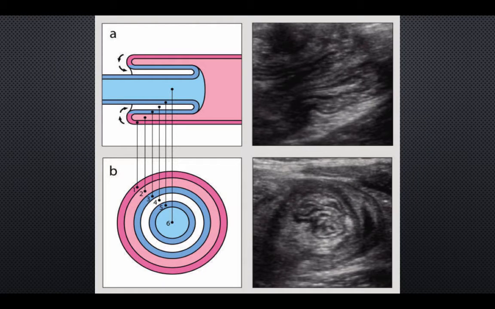In intussusception, the bowel telescopes into itself. In longitudinal view, you can see the layers of the bowel telescoping, and in transverse, the target sign can be seen. Treatment for this when seen is an air contrast enema to reduce the telescoping. If reduction is incomplete, a surgical consult may be needed.